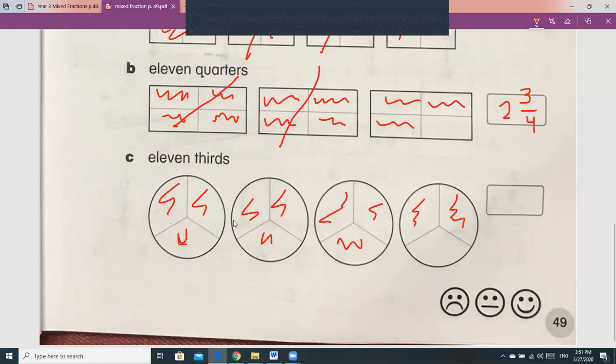Let's make it now together. We have 1, 2, 3 whole pizzas, 3 whole circles, sorry. And the last one, the fraction. What's the fraction here? We divided into how many parts? 1, 2, 3. It's divided into 3 parts. How many colored? 1, 2. 2 colored. So my fraction is 3 and 2 thirds. 3 and 2 thirds.